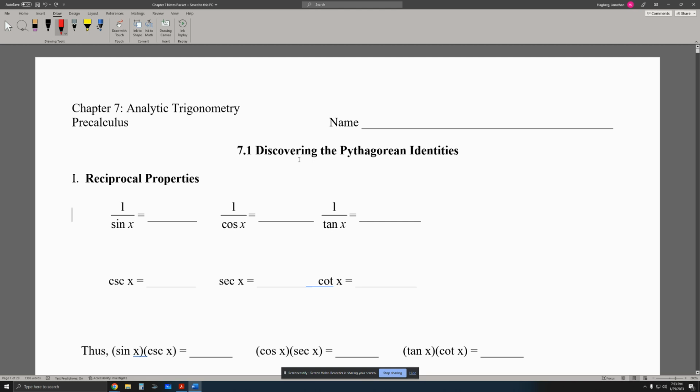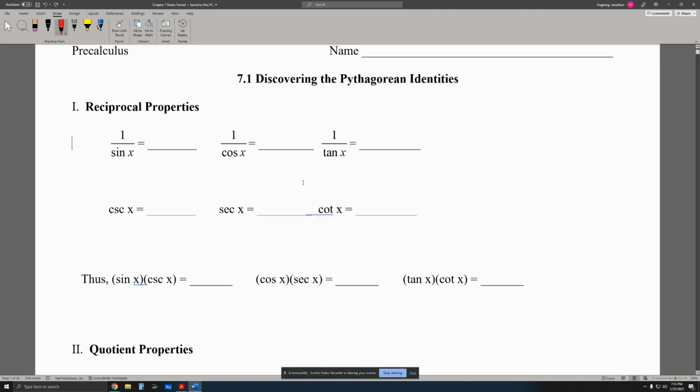Hi everyone. Today we're going to be beginning our first notes in Chapter 7 on analytic geometry with 7.1 Discovering the Pythagorean Identities. I want to start with a review. Let's review the reciprocal properties.